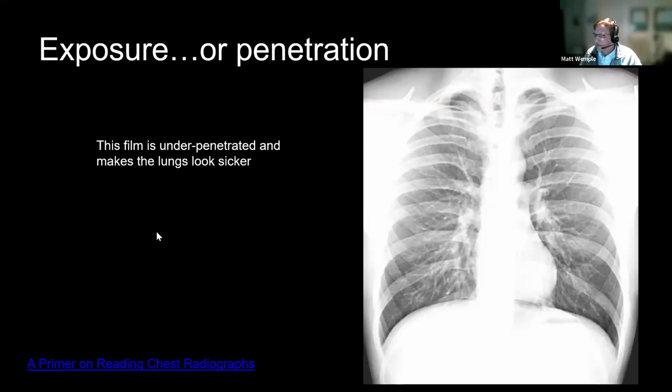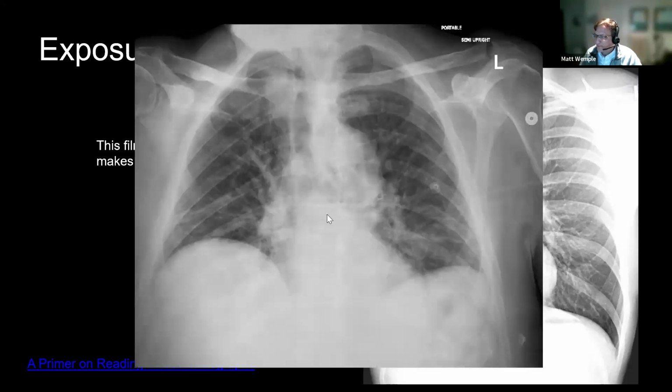And then penetration. This would be an underpenetrated film and it makes it look very busy. I don't have a comparison for this particular patient, but you can see how everything is very accentuated in terms of the vasculature. Probably a more appropriate penetration is in this film, which is also pretty busy, but the goal is to be able to barely make out these spinous processes right behind the heart. And you can see the outlines of the spinous processes, hopefully.